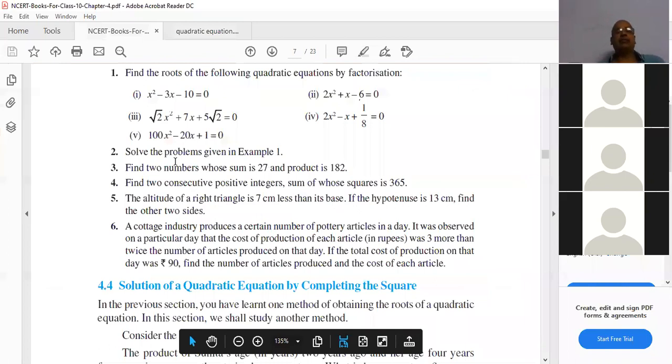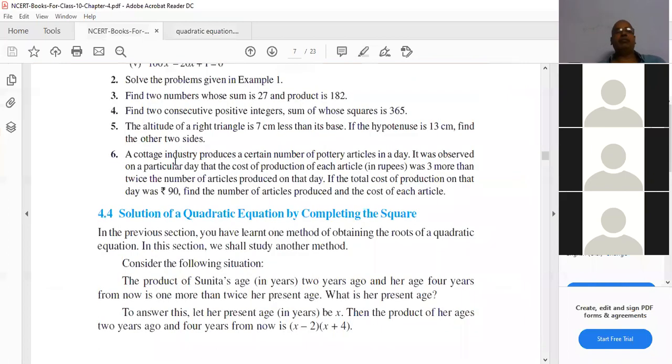A cottage industry produces a certain number of pottery articles in a day. It was observed that on a particular day, the cost of the production of each article was 3 more than twice the number of articles produced on that day. If the total cost of production on that day was 90 rupees, find the number of articles produced and the cost of each article. So let the number of articles produced be x. Then the cost of the production of each article was 3 more than twice the articles produced.